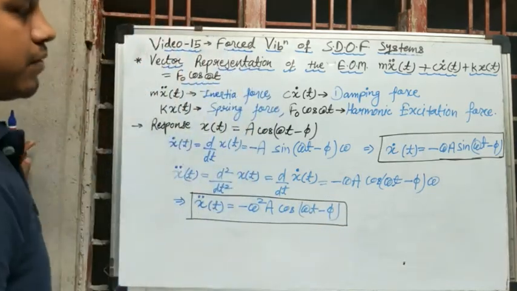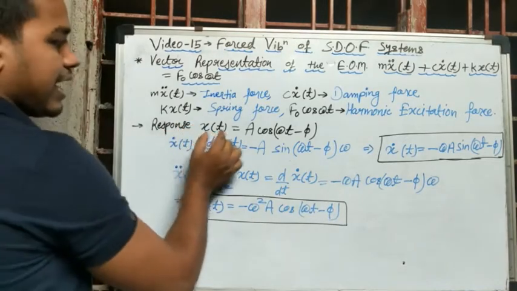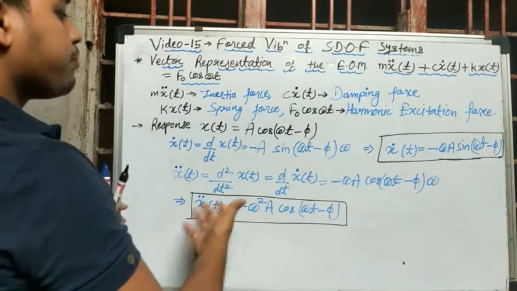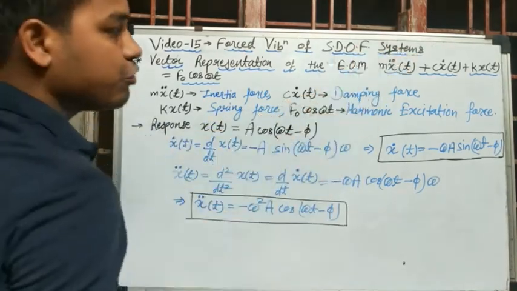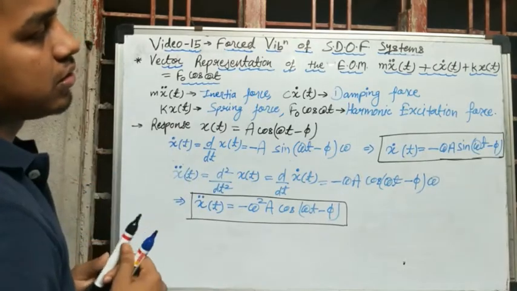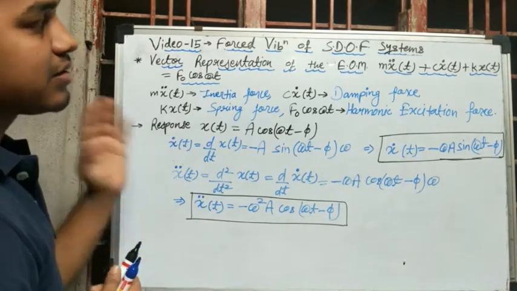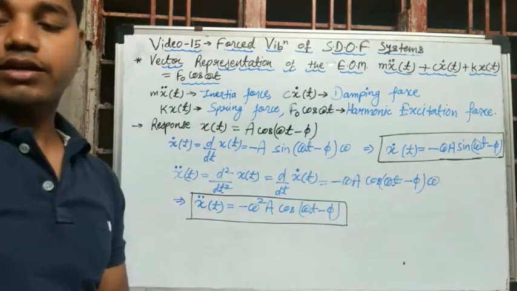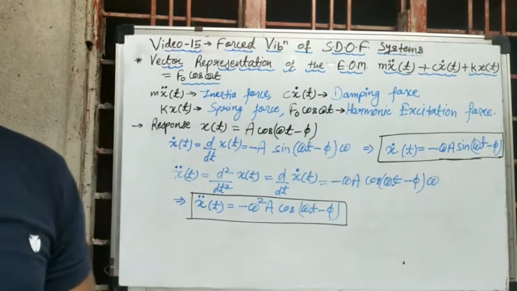So I have x(t), I have x dot(t), I have x double dot(t). Now I can put these values in this equation of motion. Then I am going to get a system of forces along with their sign, positive or negative. Then I can easily draw the vector representation of the forces.